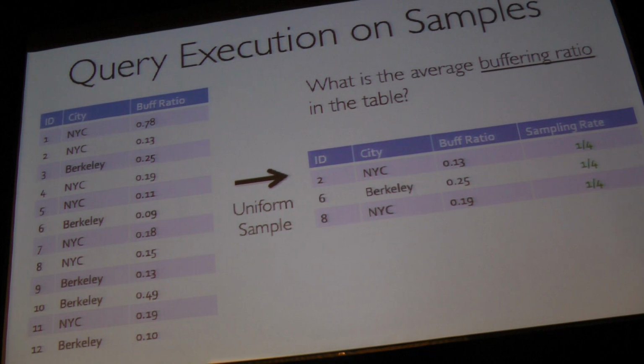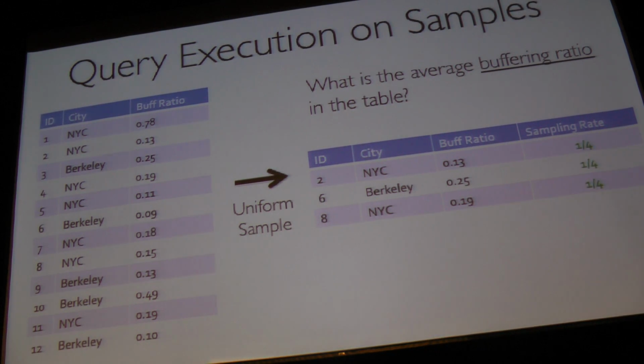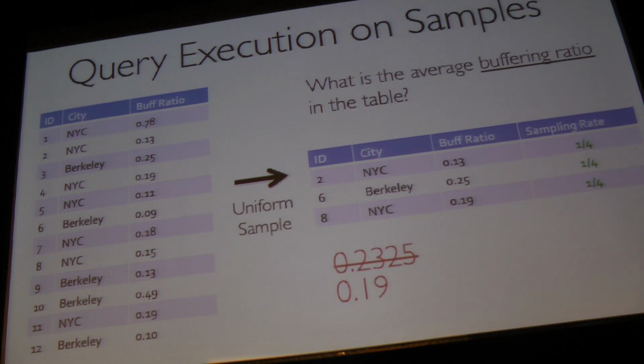What query execution on samples means is that we can take a uniform sample from this original table. So this is our table. We took a uniform sample with a probability of 1 by 4, so each tuple was in the sample with a probability of 1 by 4. And we can ask this question on this sample table. We compute the average on that table, and we get some approximate answer.